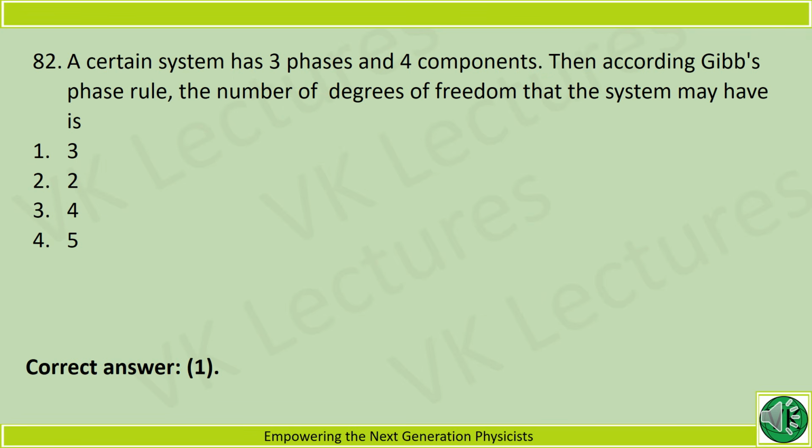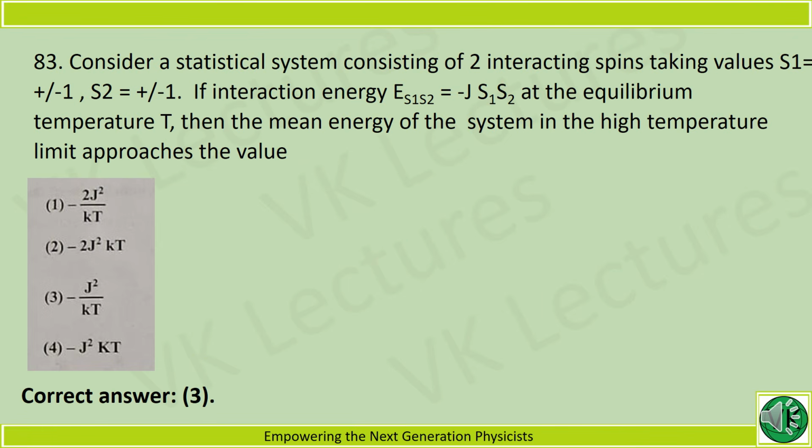A certain system has 3 phases and 4 components. According to Gibbs phase rule, the number of degrees of freedom that the system may have is, the correct answer is option 1, 3 degrees.